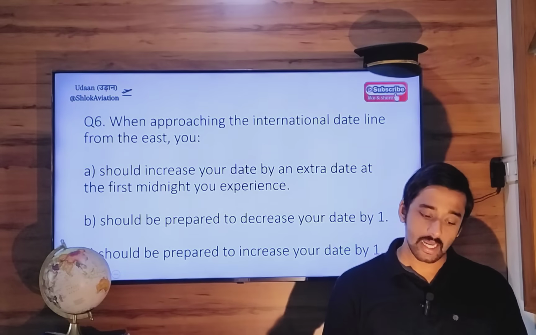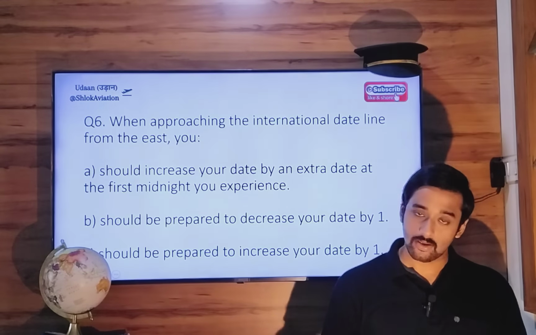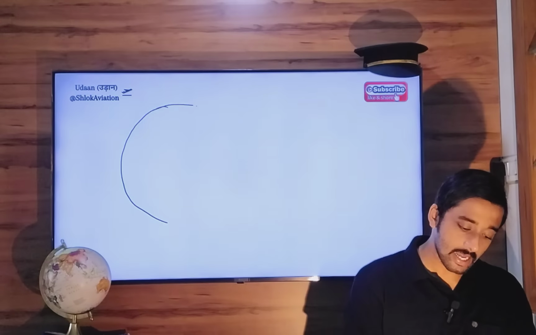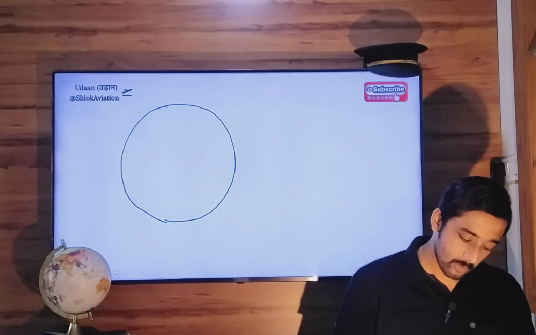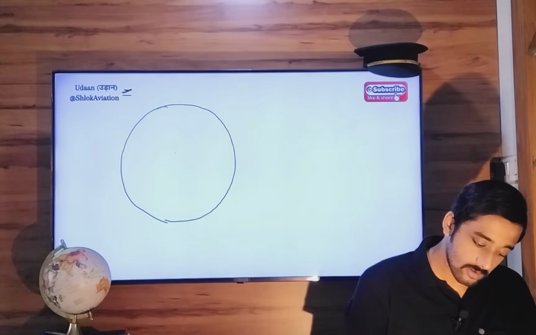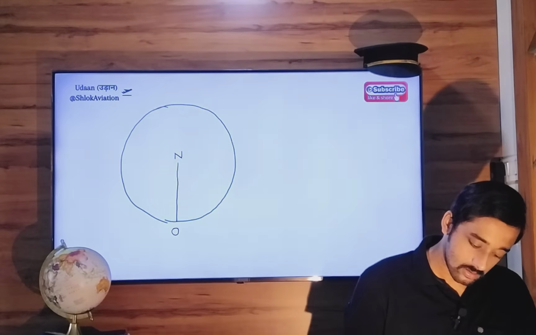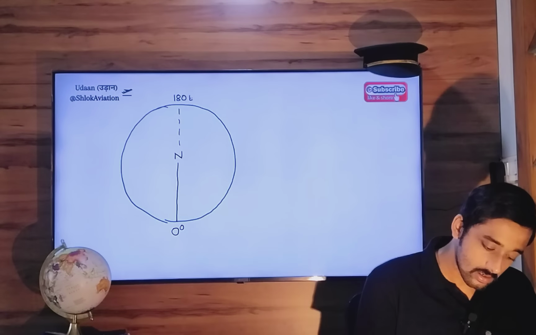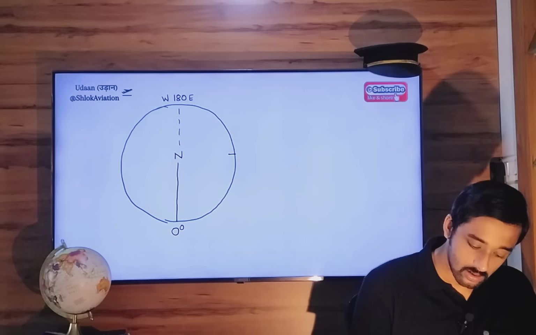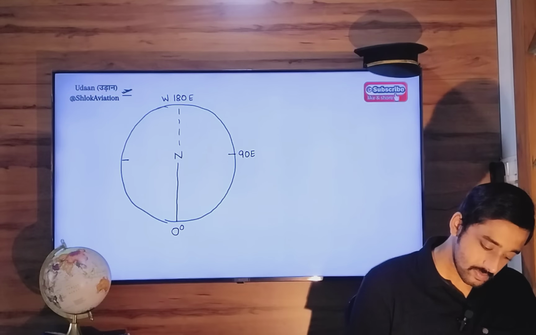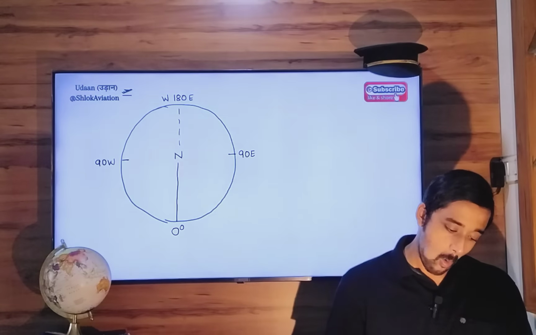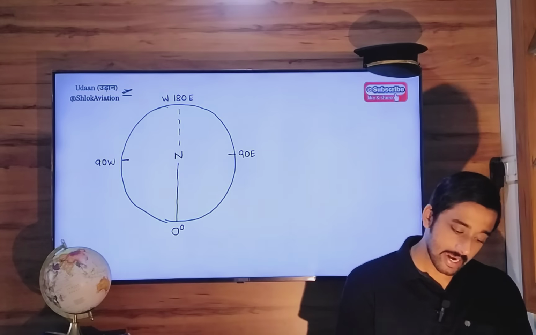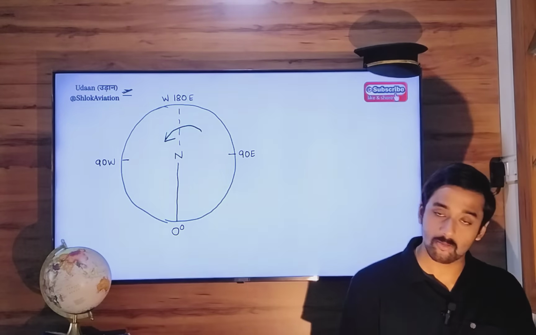Question 6. When approaching the international date line from the east, what will happen? So, very important: when you're considering time numericals, time concepts, it's very important that you draw the surface of the earth with respect to the north pole. So this is how you draw this diagram. And now all easterly directions are anti-clockwise when you view it from the north pole.